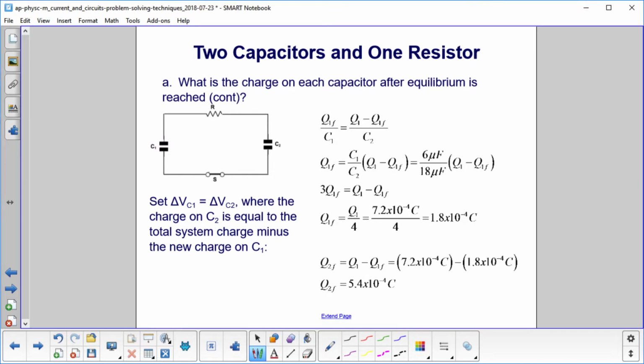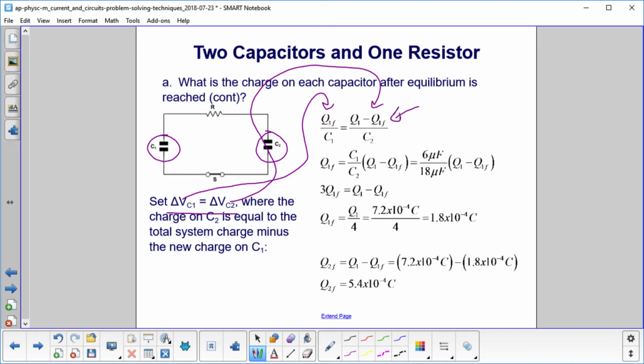When equilibrium is reached, the voltage difference across the plates here has to equal the voltage difference across here. So here is V of C1, and here is V of C2. Now notice, we didn't want to introduce another variable, which is the charge on capacitor 2, but because of the conservation of charge, we know that the charge on capacitor 2 is just the initial charge on Q1 before the switch was closed minus the final charge on Q1. So now we have a little algebra here.